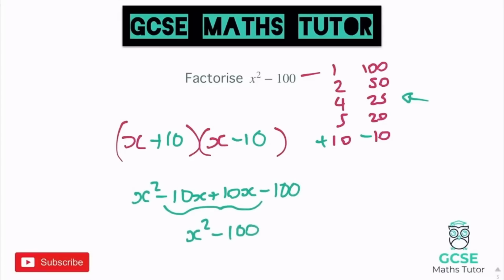So there's only so many of these questions that you can get. The little hint is this number at the end here is always going to be a square number. So if you see a square number there, you know that it's going to be one of these difference of two squares, and just double check it.